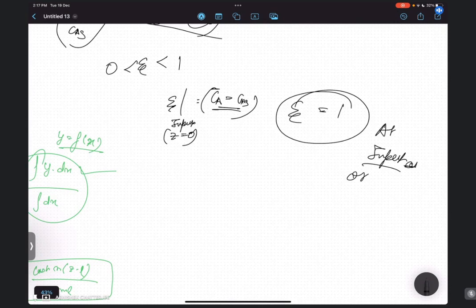इनपुट तो थोड़ा अच्छा नहीं लग रहा है सुनने में, एट एंट्रेंस लिख दो, ठीक ना? इनपुट थोड़ा सा अजीब टाइप लग रहा है. At entrance, and at z equal to 0.